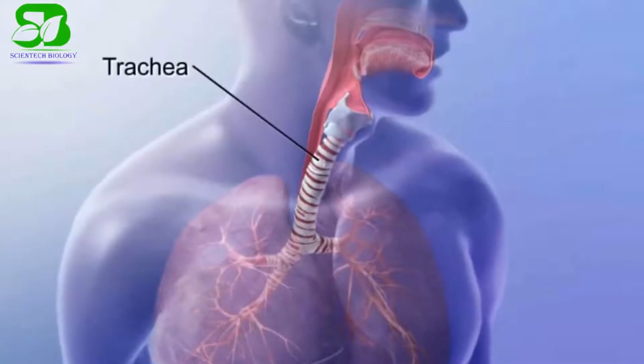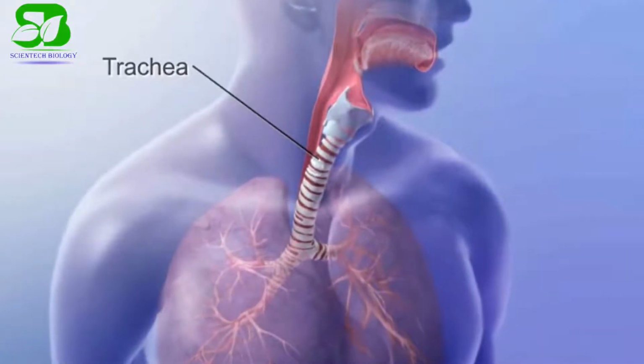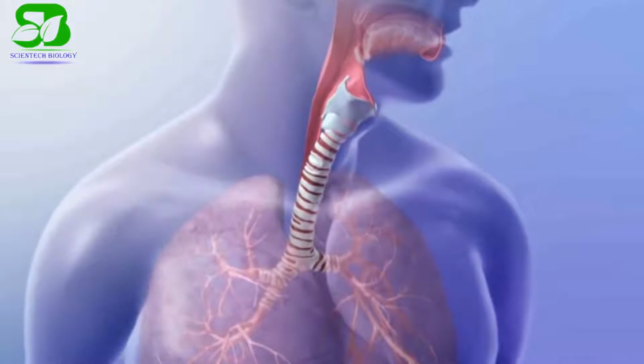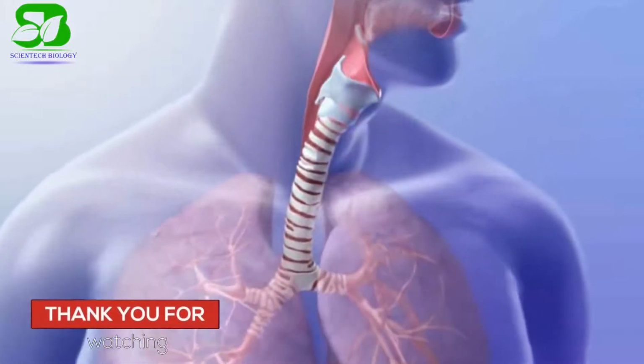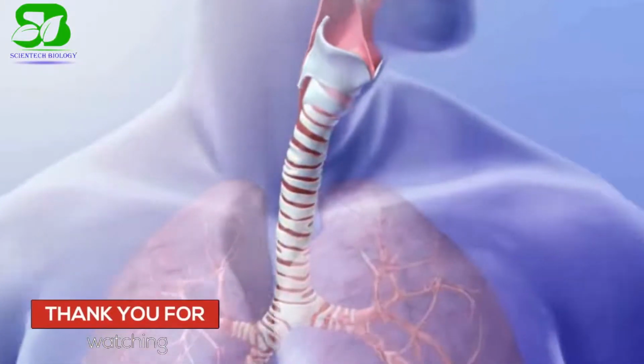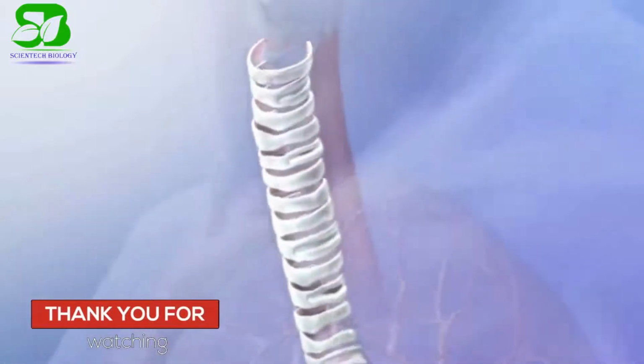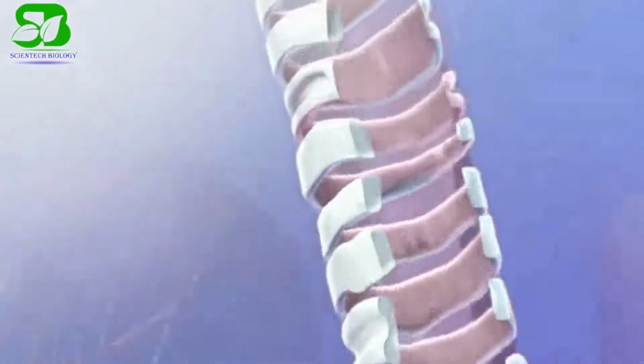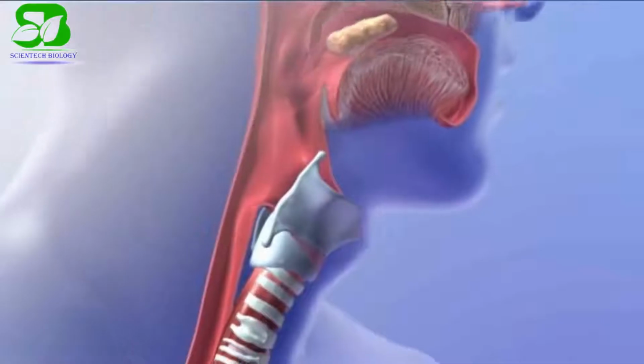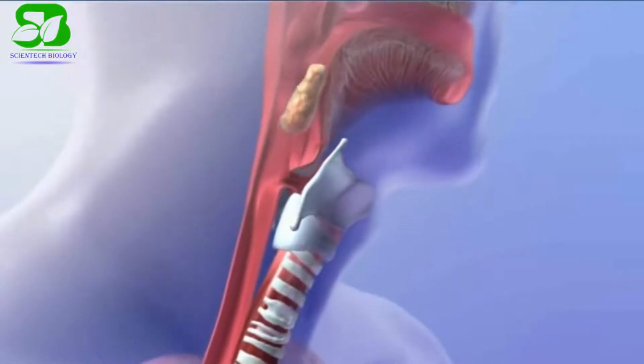The trachea extends from the larynx to the upper border of the T5 vertebra, where it branches to form bronchi. The trachea is supported by a series of C-shaped cartilaginous rings that allow the trachea to change shape to accommodate masses of food passing through the esophagus.